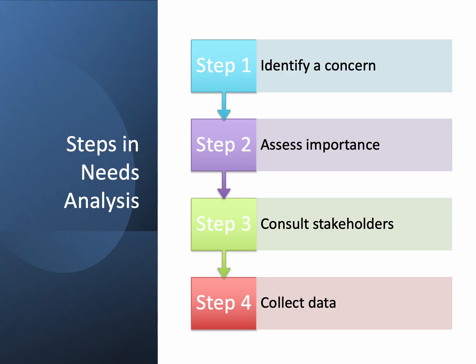For example, a retail chain noticing high customer complaints might identify poor service skills as a concern, assess its impact on sales, consult staff, and collect data via customer feedback. These steps ensure training targets real needs. As we explore this, think about how these steps could address issues in your field. This structured process ensures training is relevant and effective, maximizing organizational impact.